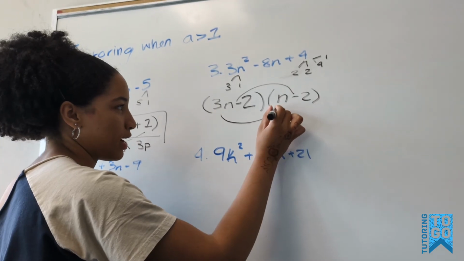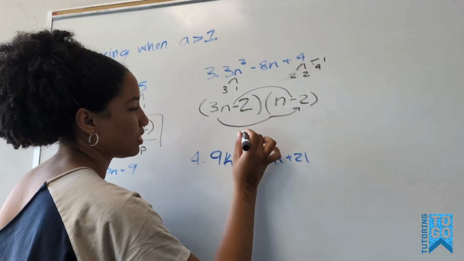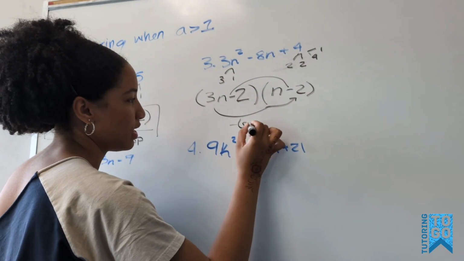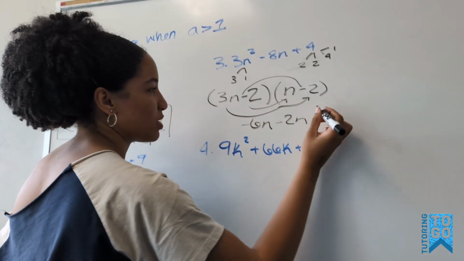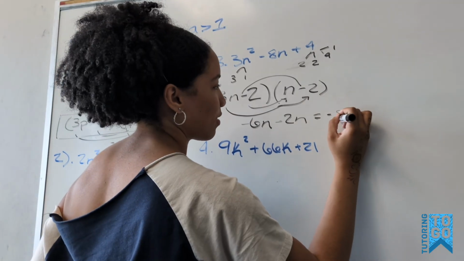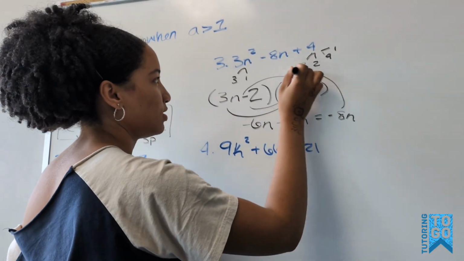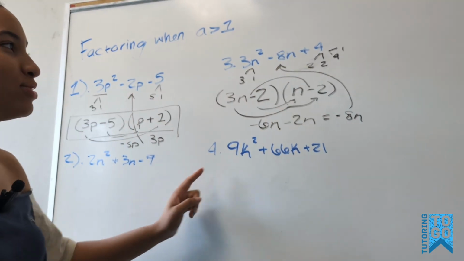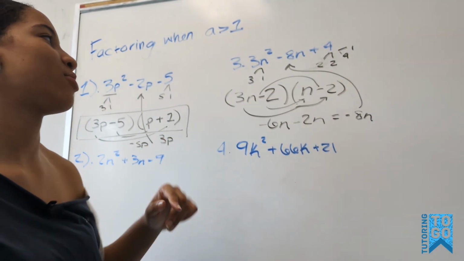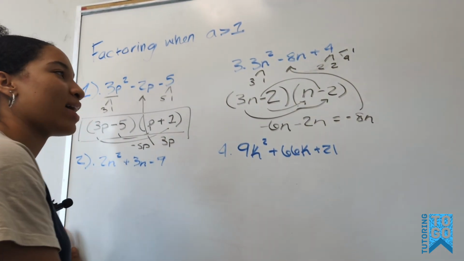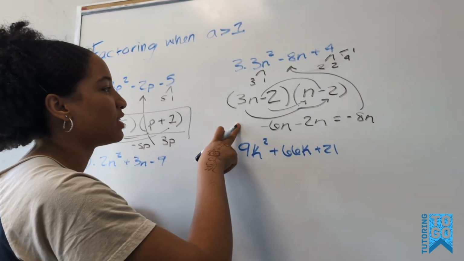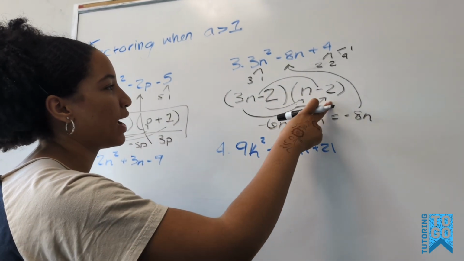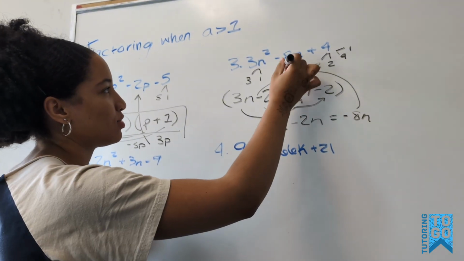The reason why it's 2 and 2 and not 4 and 1 is because, like before, when you factor it out, this is going to equal -6n, and then this is going to equal -2n. And when you put those together, it will equal the -8n that is in the equation. So then you would have to use the 2 by 2 instead of the 4 by 1. So when you're factoring with a coefficient greater than 1, you have to consider the multiplying by the number and how it gets you to this one.